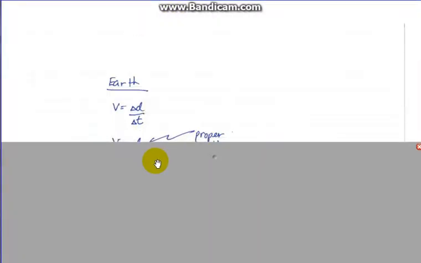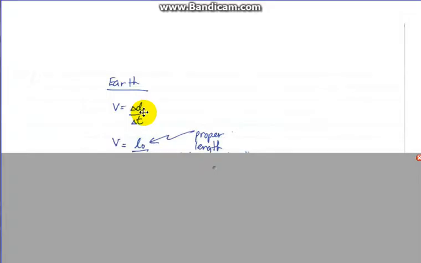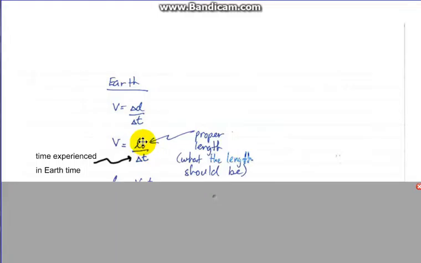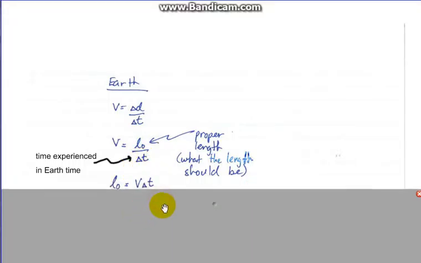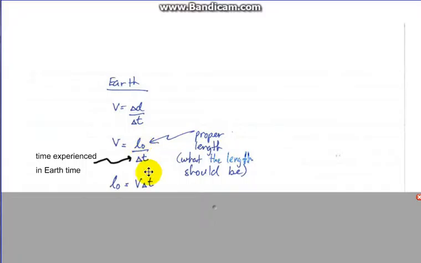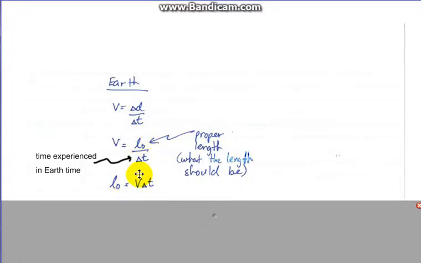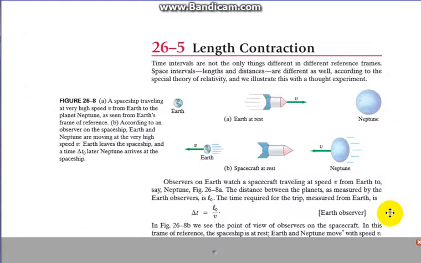The speed of the ship as measured by Earth is distance over time, but in our case we're using L naught over delta t. The proper length is the distance from Earth to Neptune, what the length should be, and the time is the time experienced on Earth, which of course factors in time dilation as well. That's what that t represents. Rearranging this for the length, we get L naught is equal to v times t, and this is used later on in a substitution with an equation further down the road.